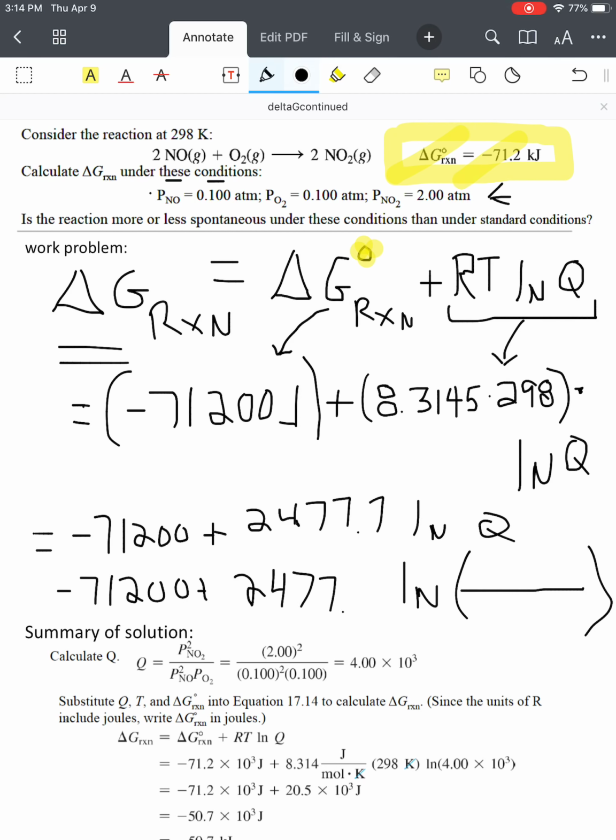So all this other stuff is just coming along for the ride right now. Now Q is my reaction quotient. It's nothing more than products over reactants. It's defined exactly the same as an equilibrium constant. So in this case, my product is 2 copies of NO2.